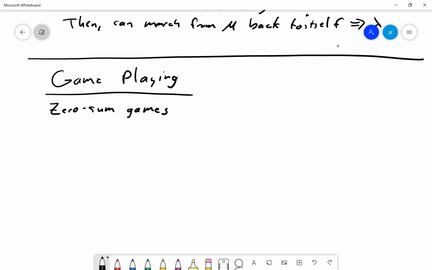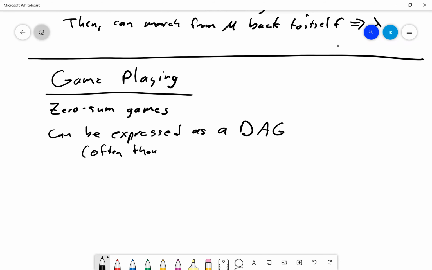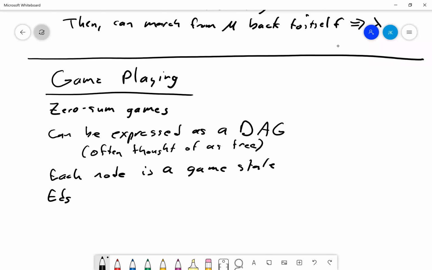And so typically these things can be expressed as a DAG, and more commonly, it is often thought of as a tree, although it's technically not a tree, where each node is a game state, and the edges represent moves.